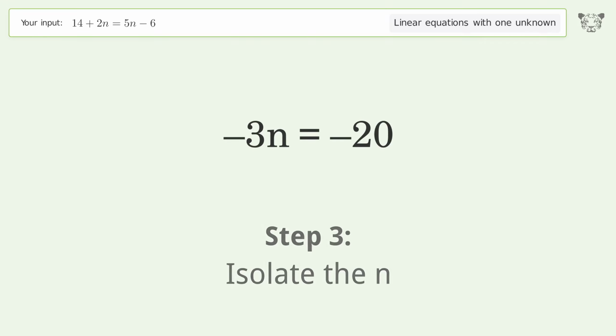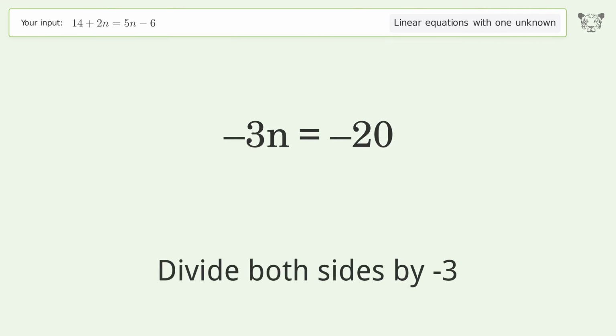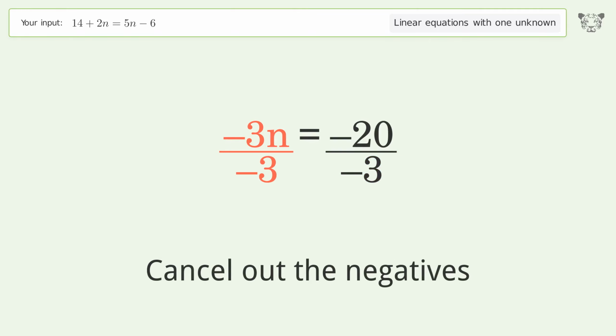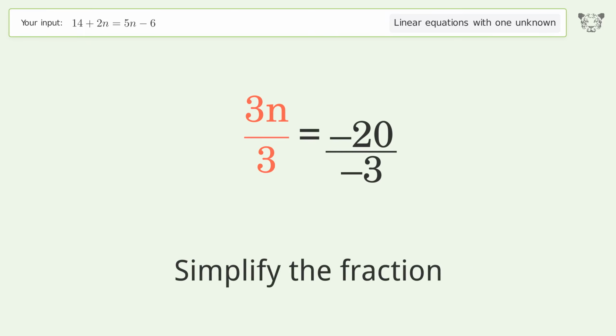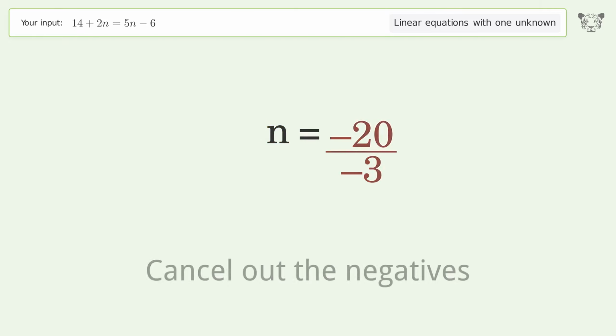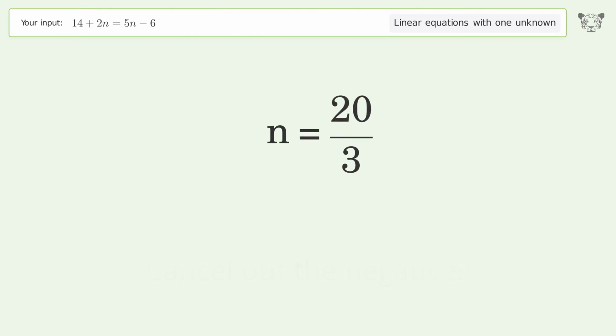Isolate the n. Divide both sides by -3. Cancel out the negatives. Simplify the fraction. Cancel out the negatives. And so the final result is n equals 20/3.